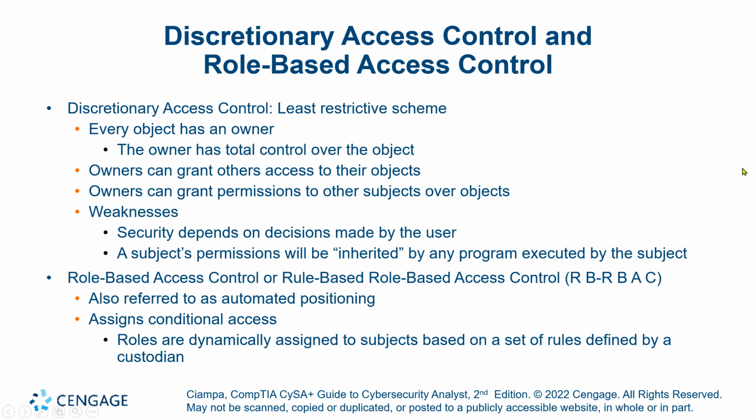Discretionary access control and RBAC. Discretionary access control is the least restrictive scheme. And this is why it's the least restrictive: every object has an owner. The owner has total control over the object. Owners can grant others access to their objects. Owners can grant permissions to other subjects over objects. Weaknesses: security depends on the decisions made by the user, which means that you have that weakest link issue that we have with social engineering.